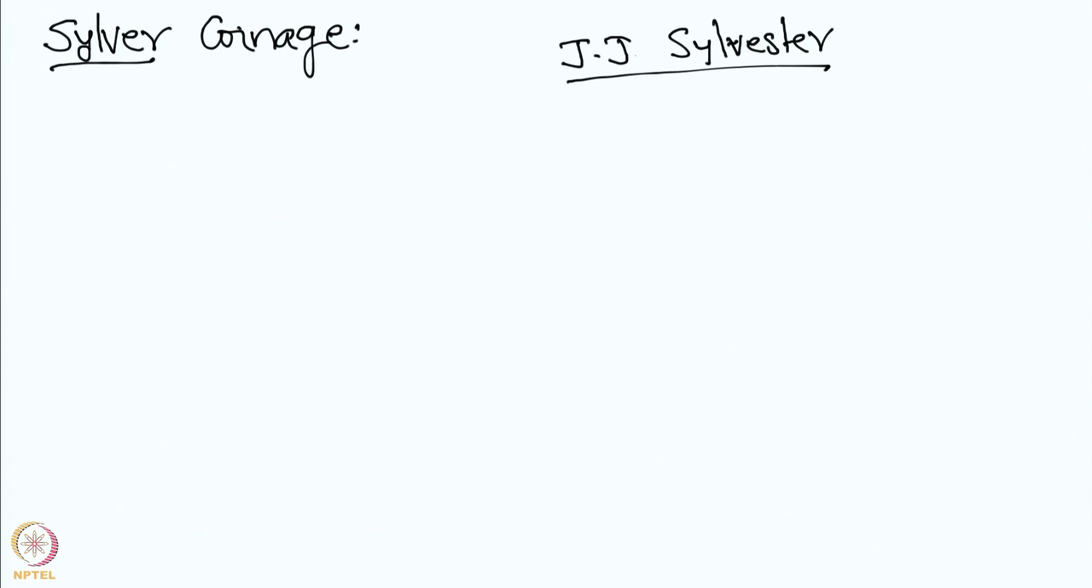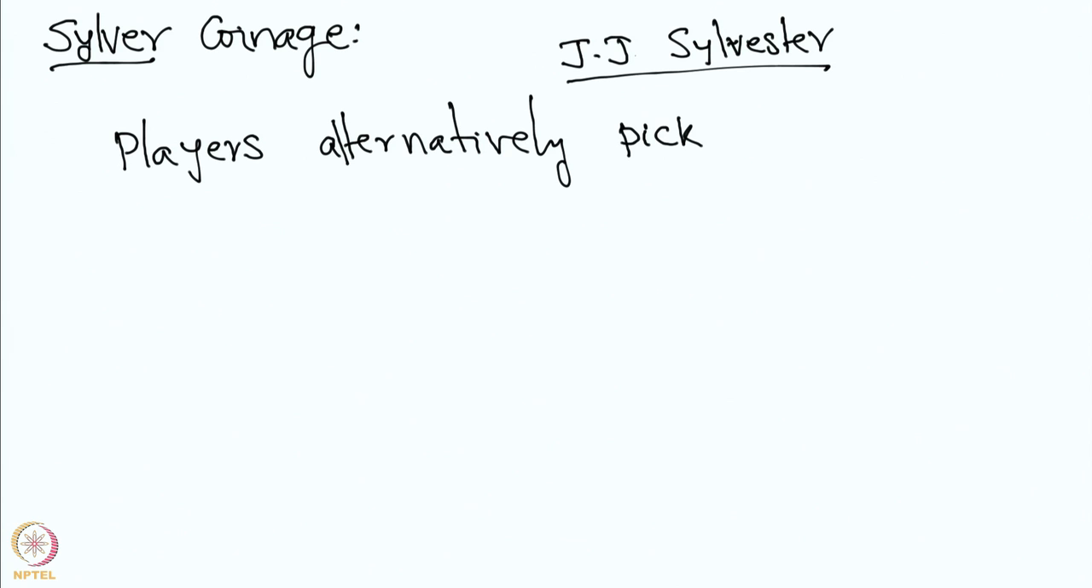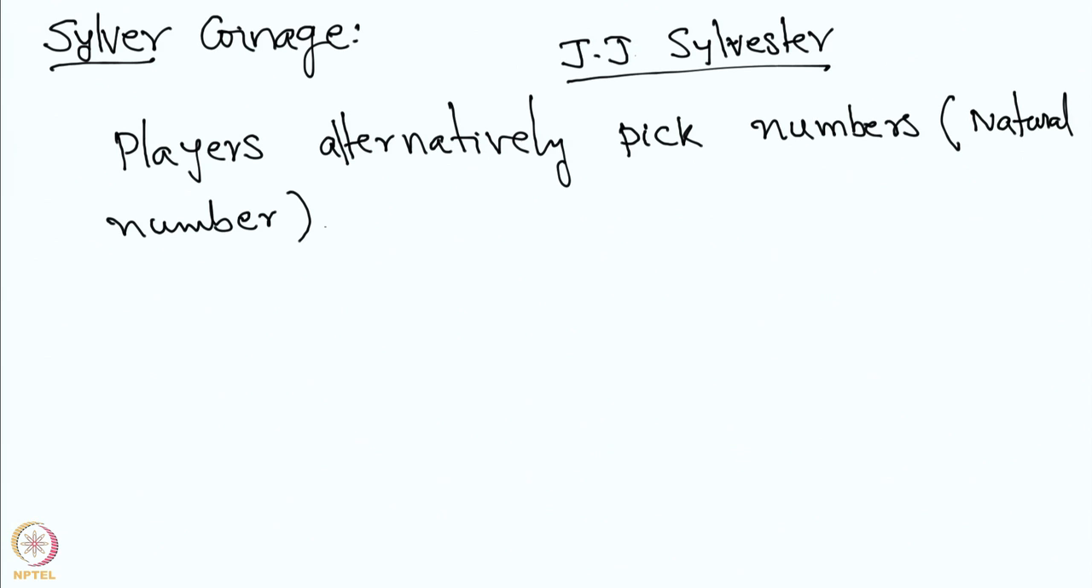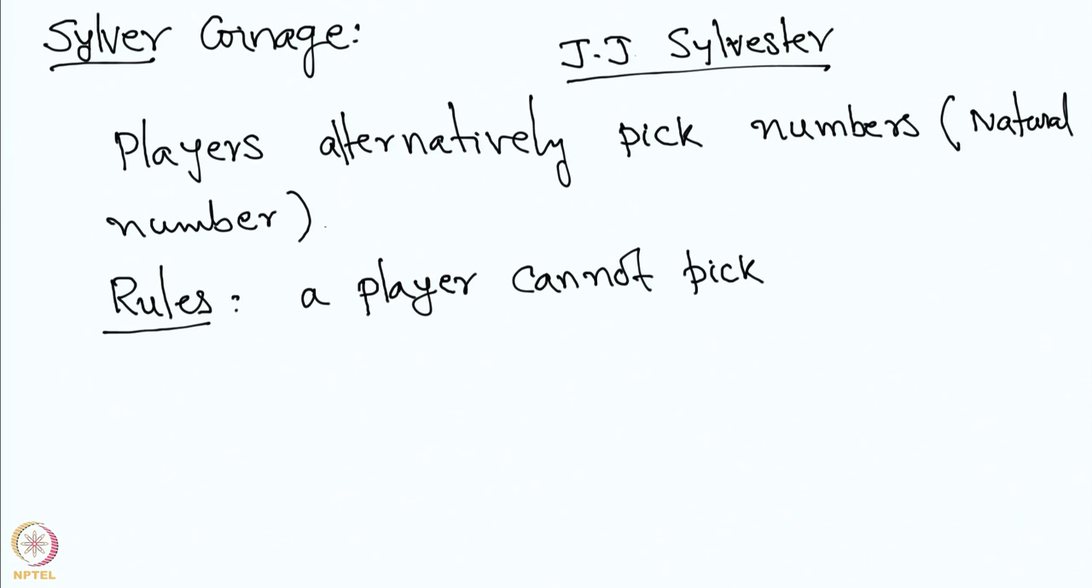We call this the silver coinage game. This game is basically the following thing. Here the players alternately pick numbers. Of course, we only take natural numbers. What are the rules? A player cannot pick a number which is a sum of previously used numbers.